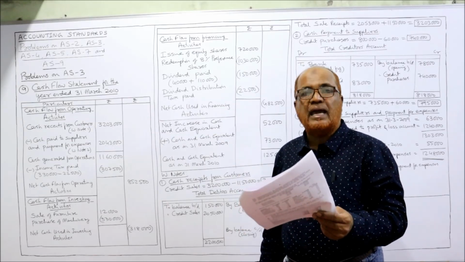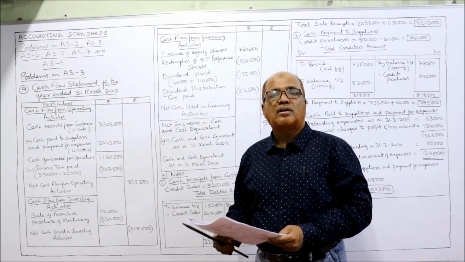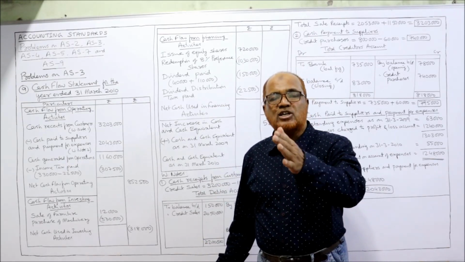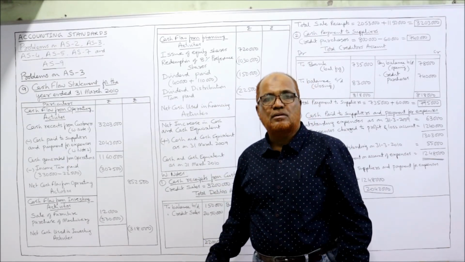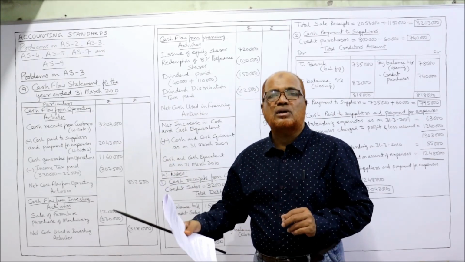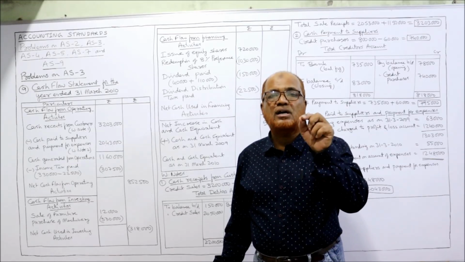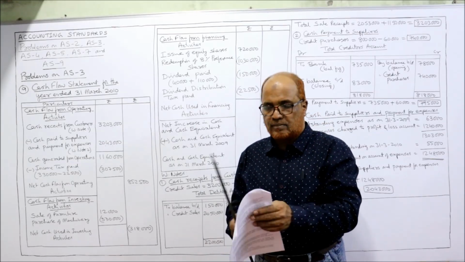Total purchases are 8 lakh, including cash purchase of 60,000. That means two types of purchase are there: cash purchase and credit purchase. So total purchase is 8 lakh and cash purchase is 60,000. So 8 lakh minus 60,000, 7,40,000 is the credit purchases.